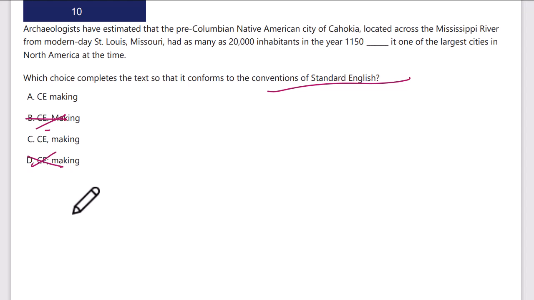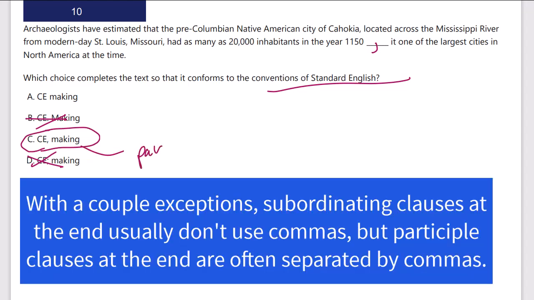So archaeologists have estimated that the pre-Columbian Native American city of Cahokia, located across the Mississippi River from modern-day St. Louis, Missouri, had as many as 20,000 inhabitants in the year 1150 CE, making it one of the largest cities. So comma, "making it." I need the comma, "making it." This is the participle clause at the end of my main clause. The city had as many as 20,000 inhabitants in the year 1150. Independent clause, comma, dependent clause started with this participle. C is the correct answer.